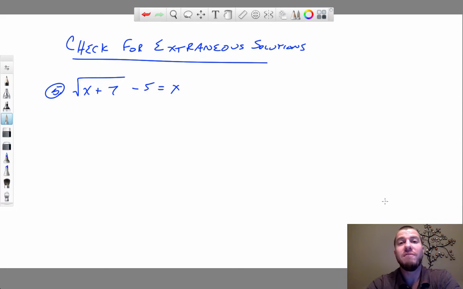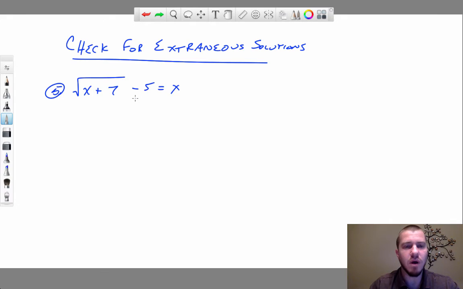So the reason we've been checking everyone is because you need to check for any extraneous solutions. And it won't always tell you, but you got to check just to be sure. If you remember, an extraneous solution is a solution that doesn't really work when you plug it back in. So you can't count that as a solution.